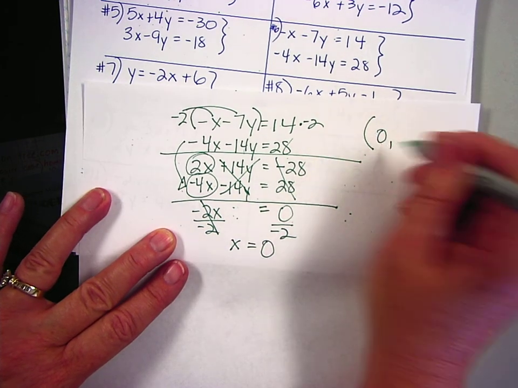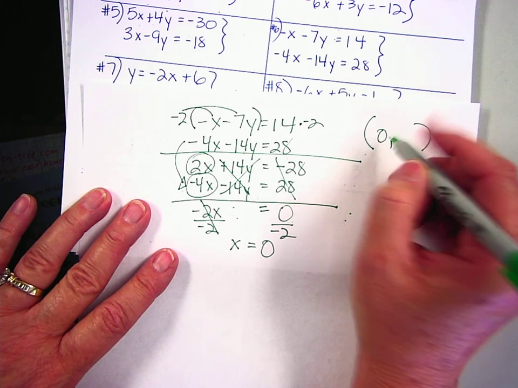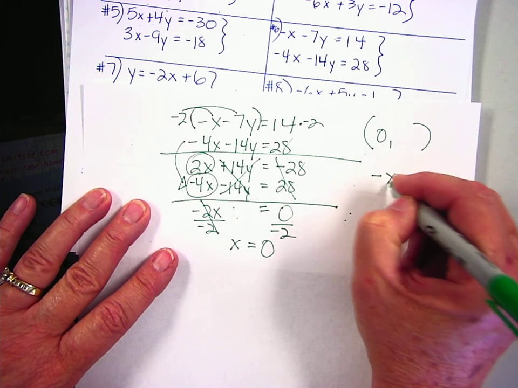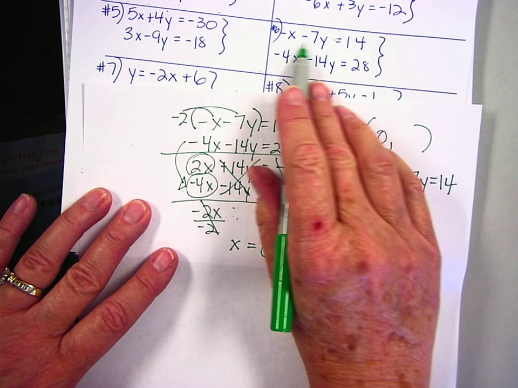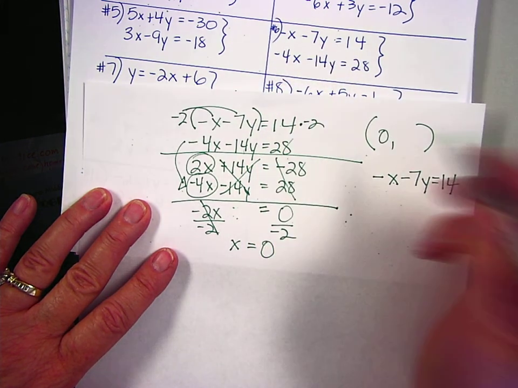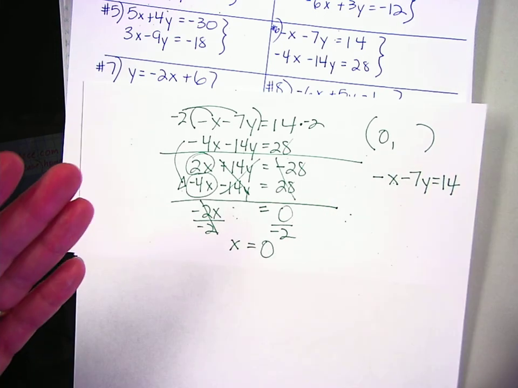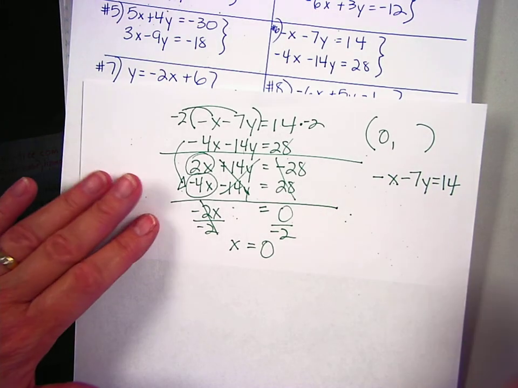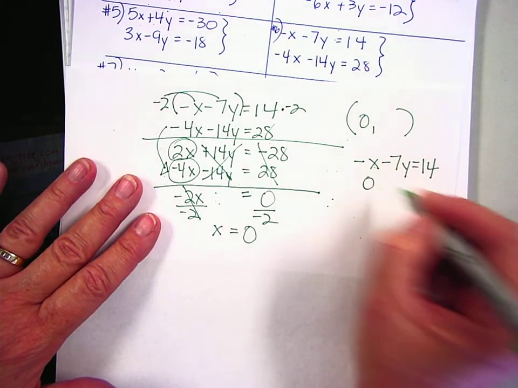I have half my solution. I'm going to plug that back into either equation. My first equation was negative x minus 7y equals 14. If x is 0, then this is negative 0. Well, negative 0 is kind of a silly thing to say. 0 is 0. It's not positive or negative. So this is just 0.